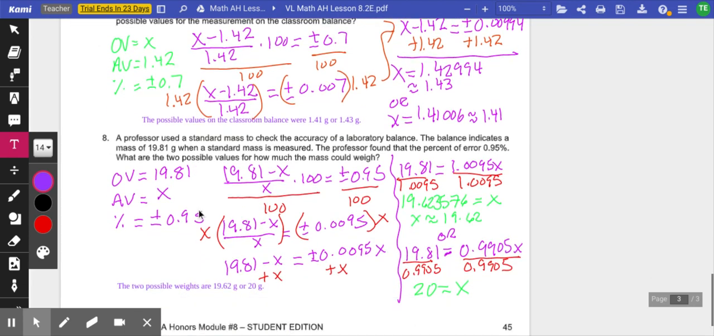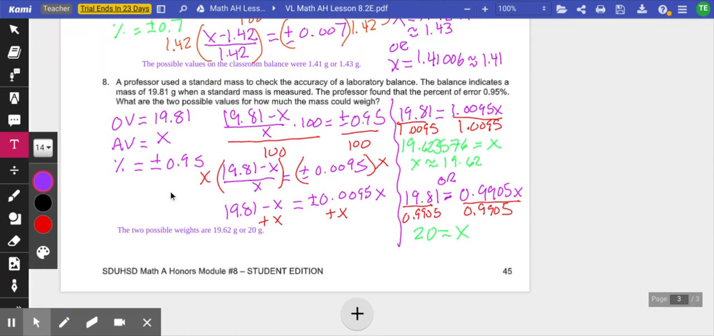So you always have to pay attention. What did it give you? What are you looking for? And then go through your steps of solving your equation.